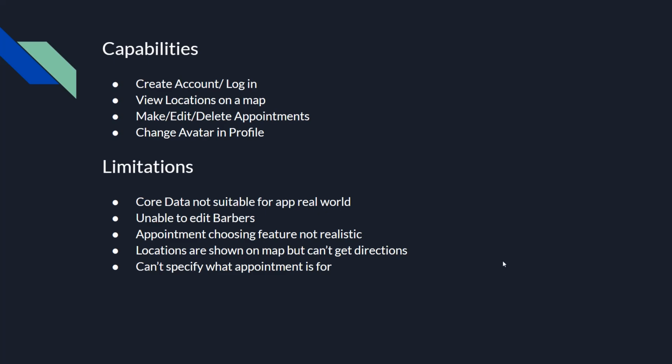Another limitation is that the appointment choosing feature is not realistic. You type in a date and time instead of really selecting when the barber is available and saving it. And you could type in a string and it would save it as well. On the map part, locations are shown on the map, but most of the time when you're trying to get a location, the customer would also want to get directions, and that functionality is not available here.